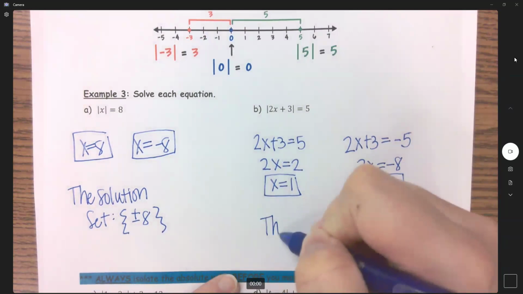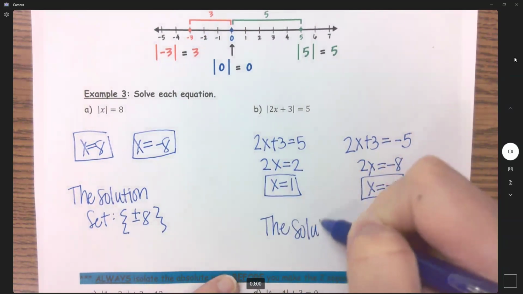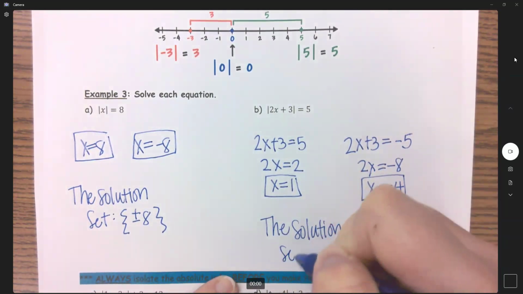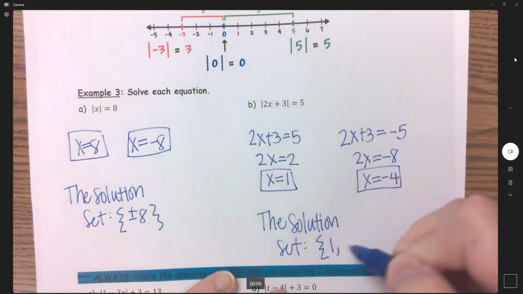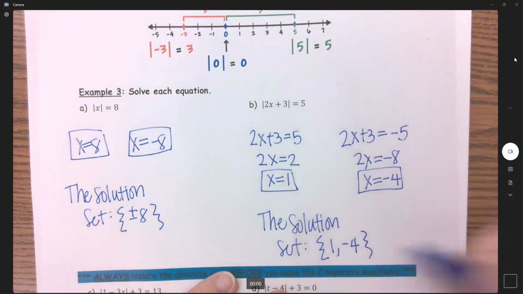So the solution set is squiggly brackets 1, -4.